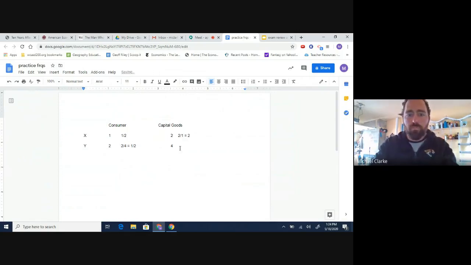I'll move these over a little bit. Over here, this is the item in question, so this becomes the numerator. 4 divided by 2 is 2. Okay? This is your opportunity cost. I'm going to underline these. Okay. All right, so the underlined numbers are your opportunity costs.